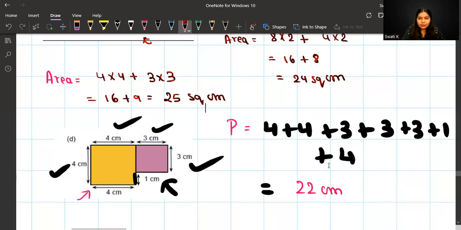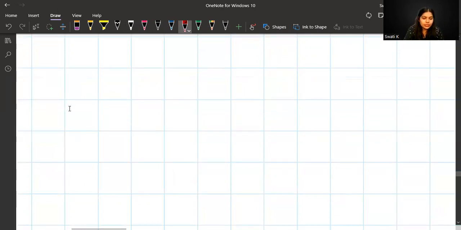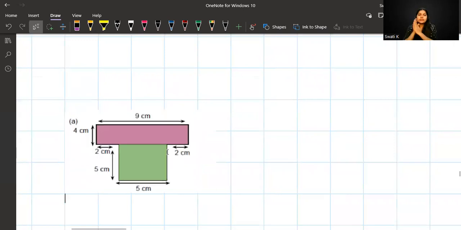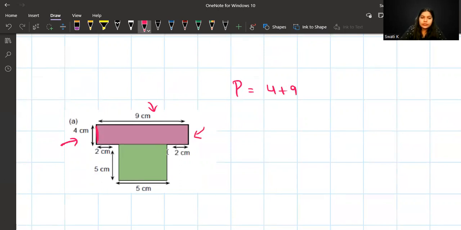Now we can go to the next very similar question. Like it looks quite same because the colors are same. So this is the next question. We have to find out the perimeter first. Let's find out the perimeter. Boundary, or we can say the sides, right? So 4 plus 9. This is of course not given, but it is very straightforward. If this is 4, this is also going to be 4 only. So plus 4. Next is this 2. So this is plus 2.